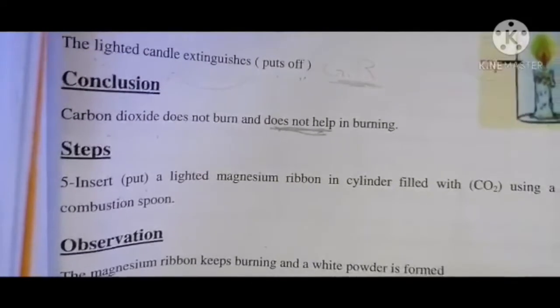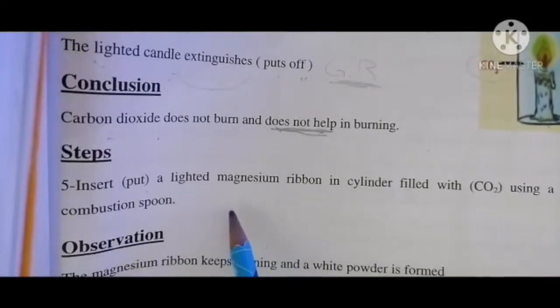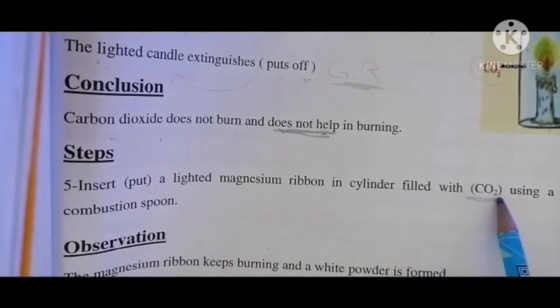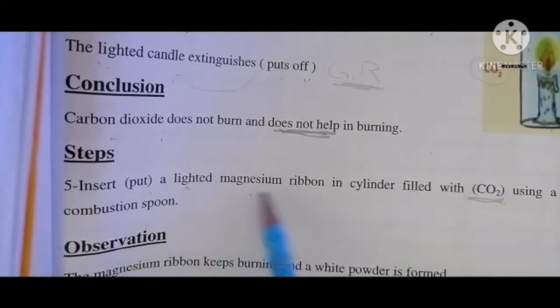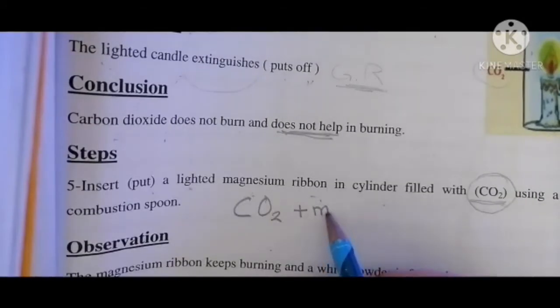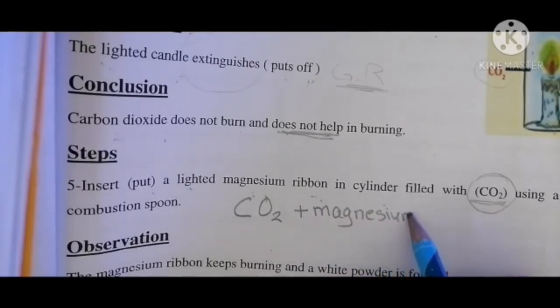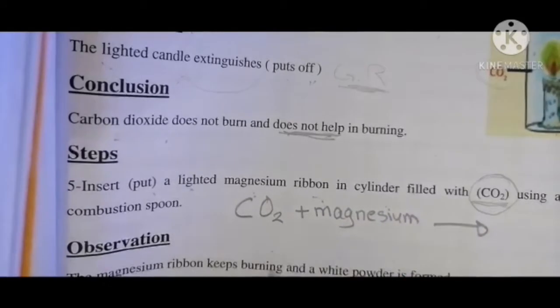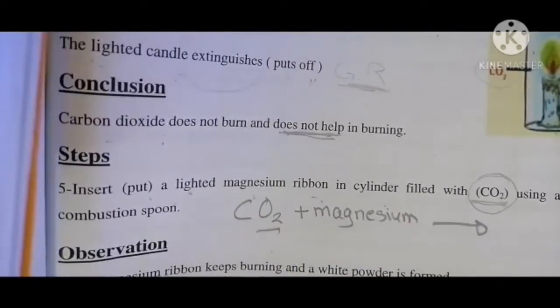Another thing which is very important: I'm going to get this tube filled with carbon dioxide and put a lighted magnesium ribbon in the cylinder. When we used to put the lighted magnesium ribbon in the oxygen, we burned it in the presence of oxygen, and it formed magnesium oxide. We said before that the oxygen is a very, very active gas, okay?